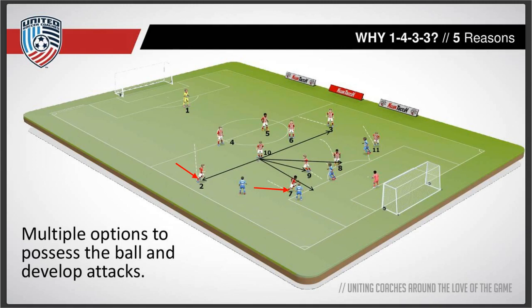Absolutely. So we're talking now primarily in possession. So there is the opportunity for 2 and 7, and of course on the other side 3 and 11, to combine in combinations of give and goes and overlaps and those types of things. And if the opponent is very deep and compact, then 2 and 7 potentially could be very close together.